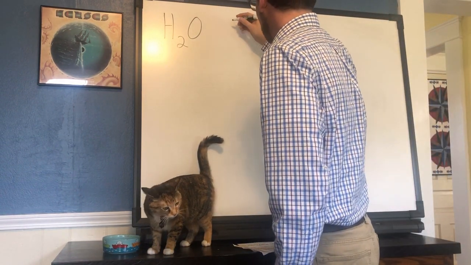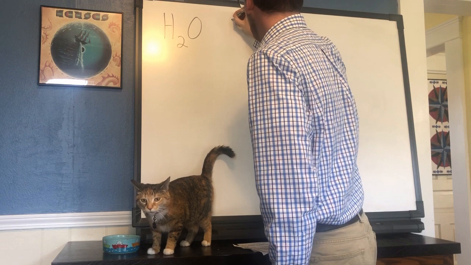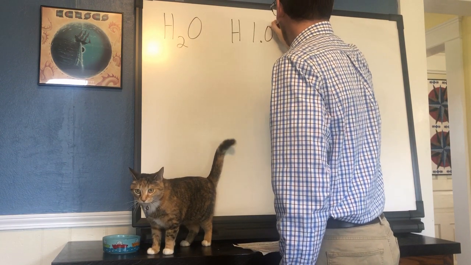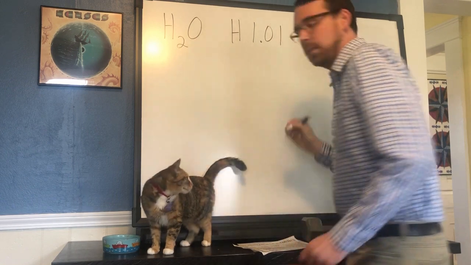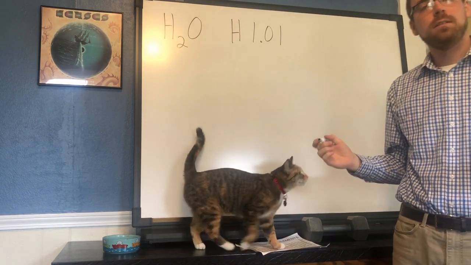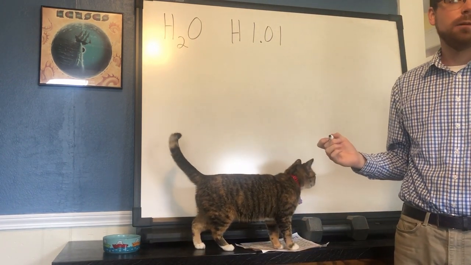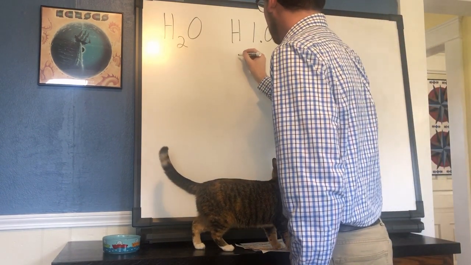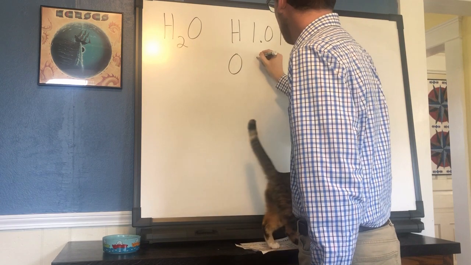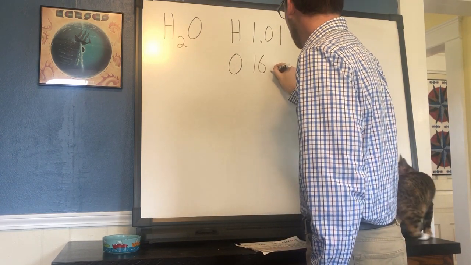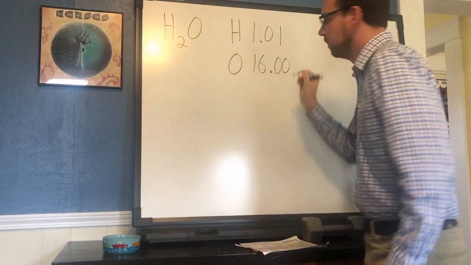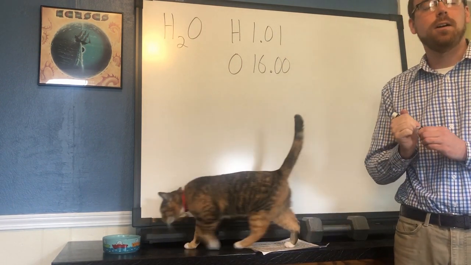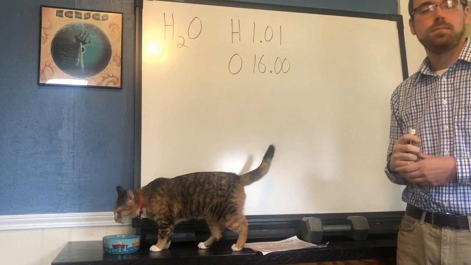Hydrogen has an atomic mass of 1.01. I am going to use some rounded values because that will make our math simpler. Oxygen has a molar mass of 16.00. Again, I am using a rounded value to make our calculation simpler.